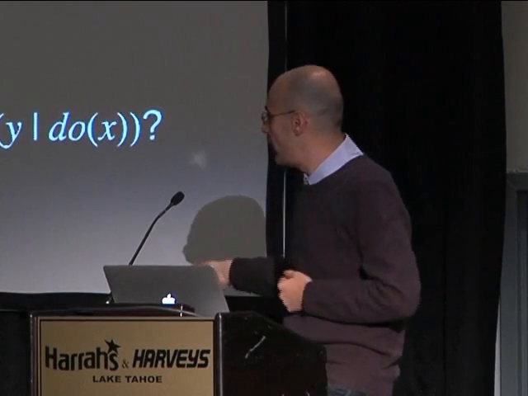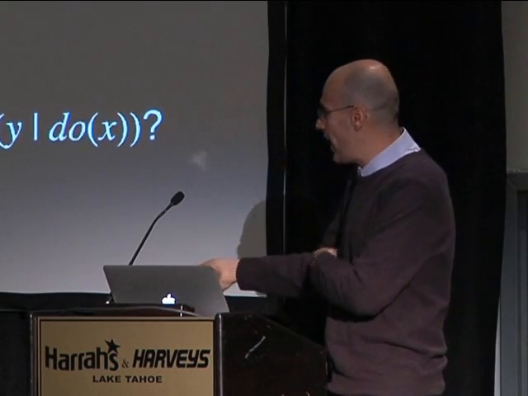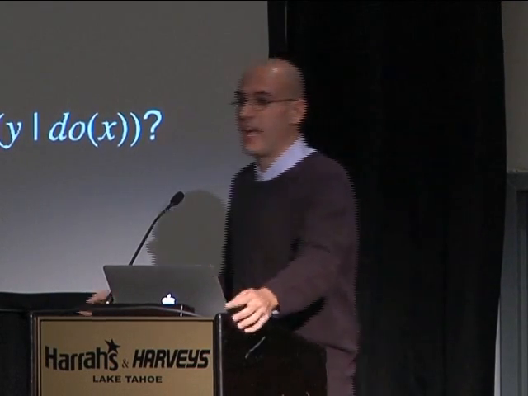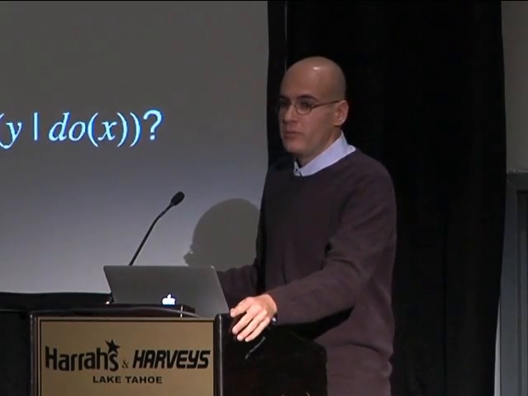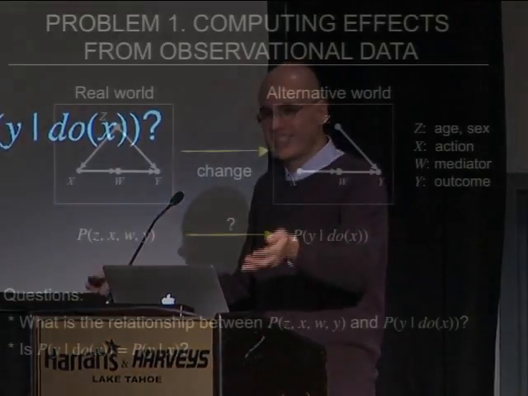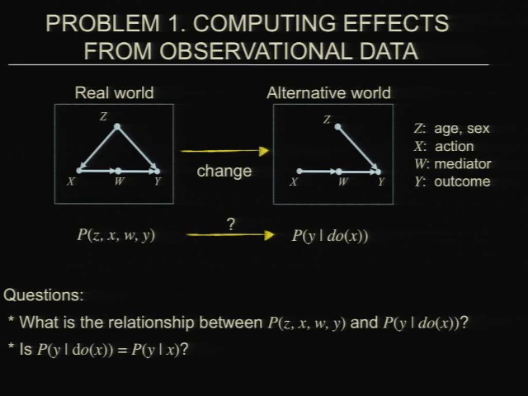What else? Yeah, this is about it. Then the main question is, what's the relationship between z, x, w, and y, with y given do x? And this is a question. Yeah, this is one. And another one: is y given do x the same as y given x? Then you already know that not. I'm implicitly saying it, but for sure not.